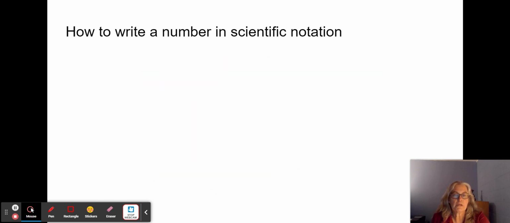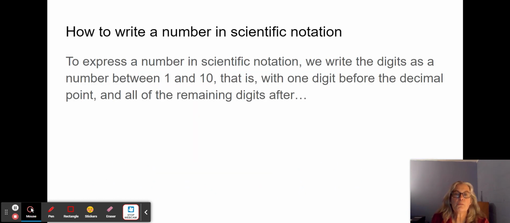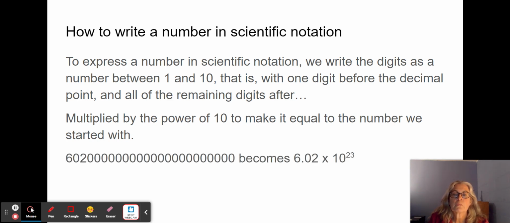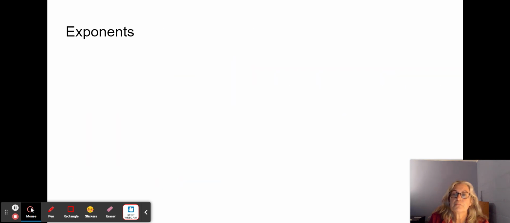How to write a number in scientific notation. To express a number in scientific notation, we write the digits as a number between 1 and 10, that is, with one digit before the decimal point and all of the remaining digits after, multiplied by the power of 10 to make it equal to the number we started with. So that long number becomes 6.02 times 10 to the 23rd. 0.000001 becomes 1 times 10 to the minus 6.